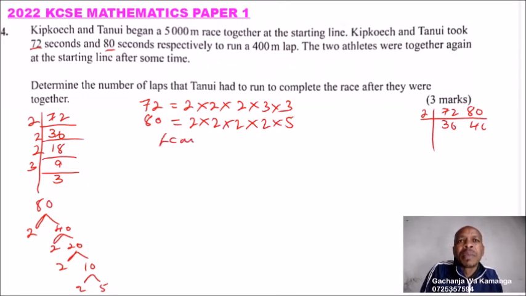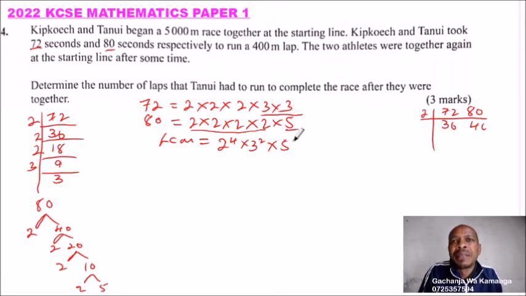We get the LCM by getting the factors with the highest index or power. So this is 2 to the power 4, and we take 3 to the power 2, that is 3 squared, and we take 5. So when you compute that using your calculator, you'll be able to get 720 seconds. When you get that, you find out this is the time they will be together.